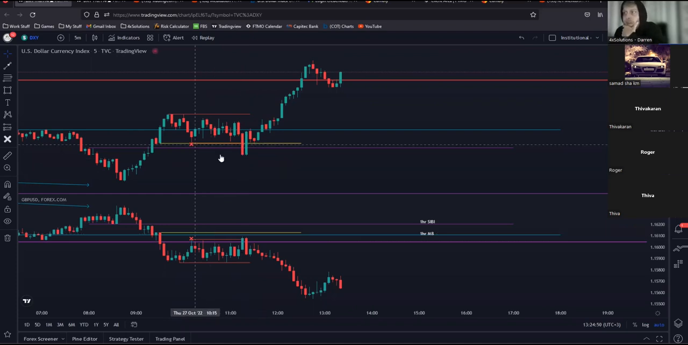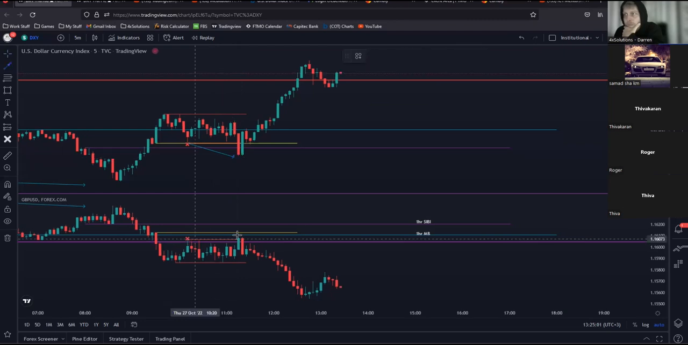And then if you have confirmation like this, although this is not SMT here, right? That's not SMT, yeah, symmetrical. There is still SMT though. So this is still just a turtle soup above an old high where you can enter a position.